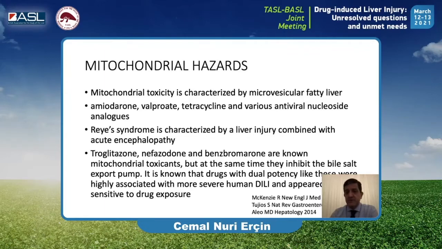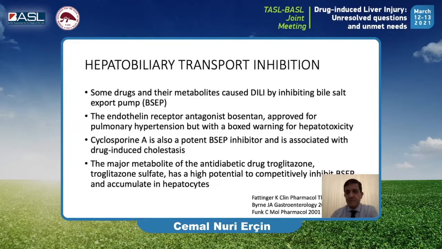Troglitazone, nefazodone, and benzbromarone are known mitochondrial toxicants, but at the same time, they inhibit the bile salt export pump. It is known that drugs with dual potential like these were highly associated with more severe human DILI and appeared more sensitive to drug exposure. Bile acid transporter impairment is a potential mechanism of some liver diseases, especially those characterized by cholestasis. So, some drugs and their metabolites cause DILI by inhibiting the bile salt export pump.